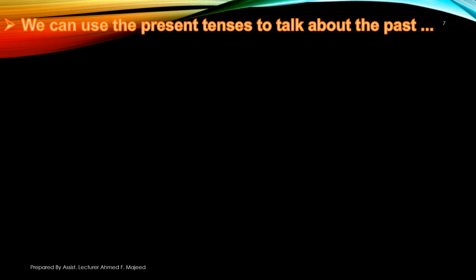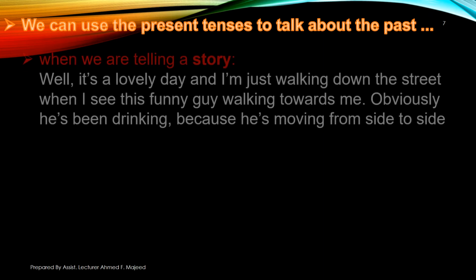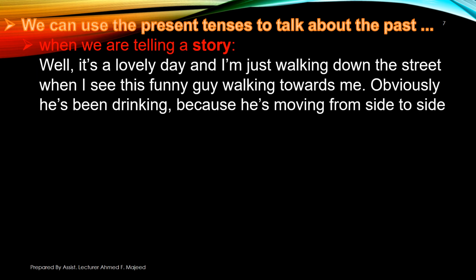We use the present tenses to talk about the past also when we are telling a story. For example, it is a lovely day and I'm just walking down the street when I see this funny guy walking towards me. Obviously, he's been drinking because he's moving from side to side.